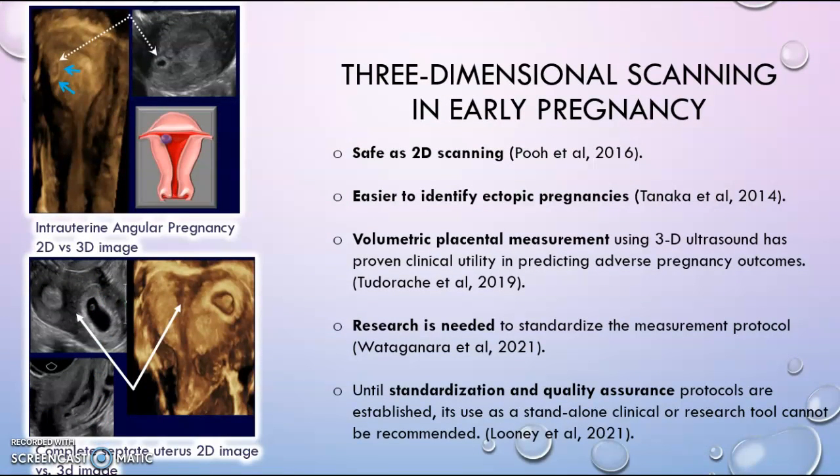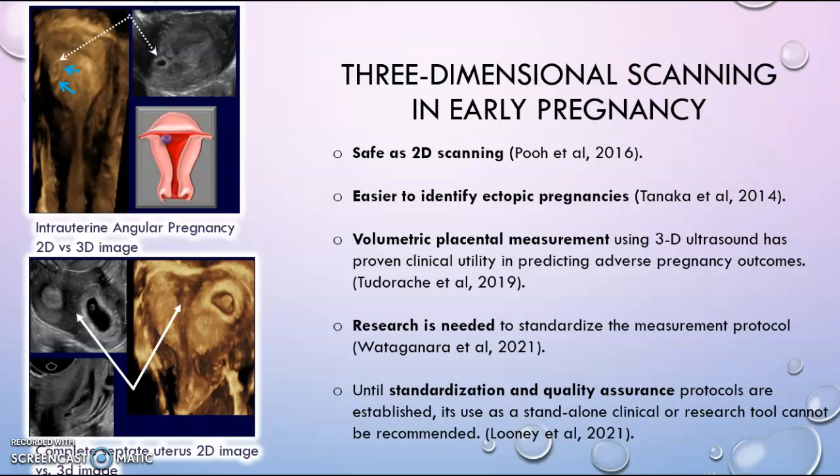As 3D ultrasound scanning has improved in recent years, it has become as safe as 2D ultrasound scanning. The use of 3D scanning in ectopic pregnancies can be accurately characterized, particularly with interstitial ectopic pregnancy featured in the image on the slide. Moreover, in patients with a uterine anomaly such as a septum, 3D ultrasound is useful in evaluation of pregnancy implantation, and using 3D ultrasound in volumetric placental measurement has been proven beneficial in predicting adverse pregnancy outcomes.